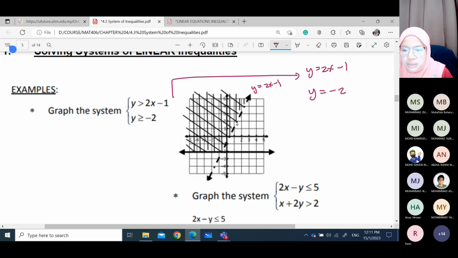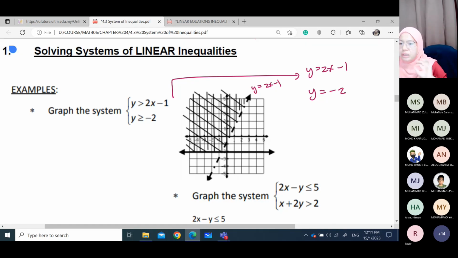So here we use dash line because the inequality involved here is greater than. There is no equal. So kita gunakan dash line. And second equation is y equal to negative 2. So maksudnya garisan dia adalah pada negative 2. So y negative 2. Okay, so ini negative 2. So we just draw a straight line. So for this graph, it is about y equals to negative 2.